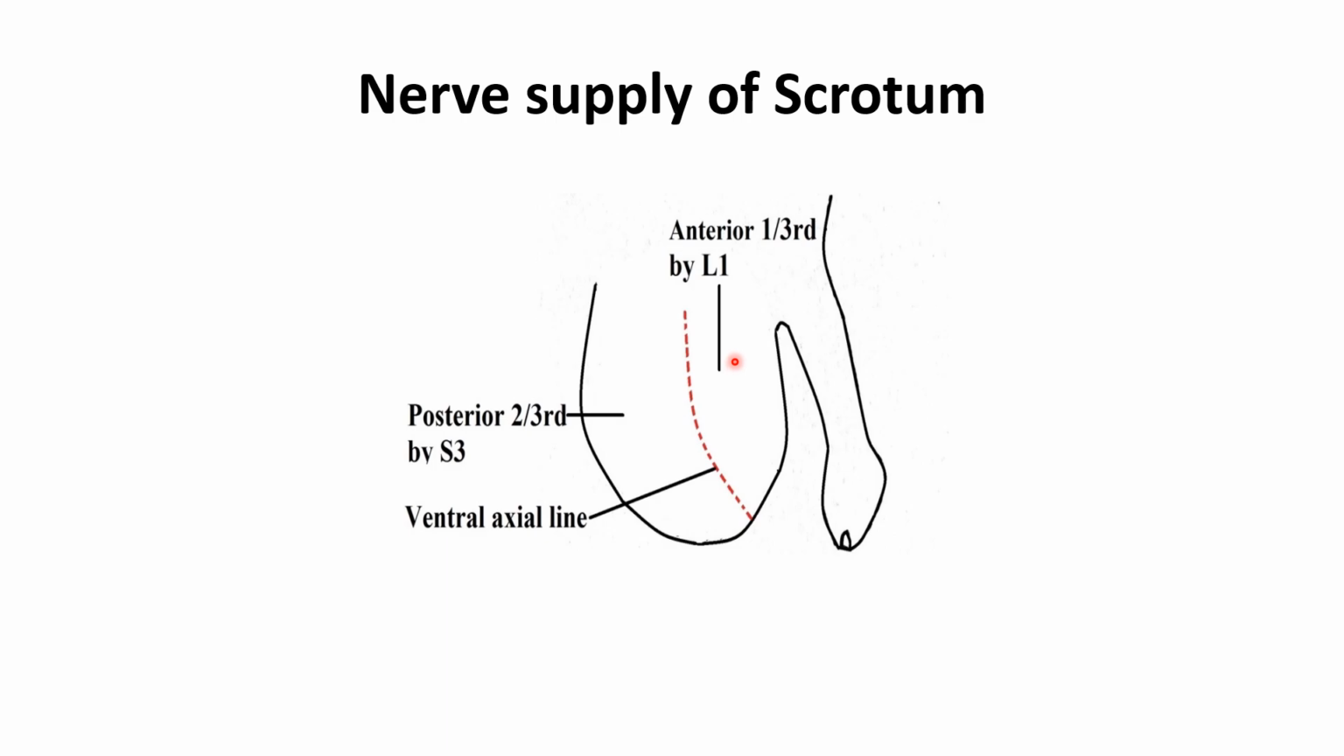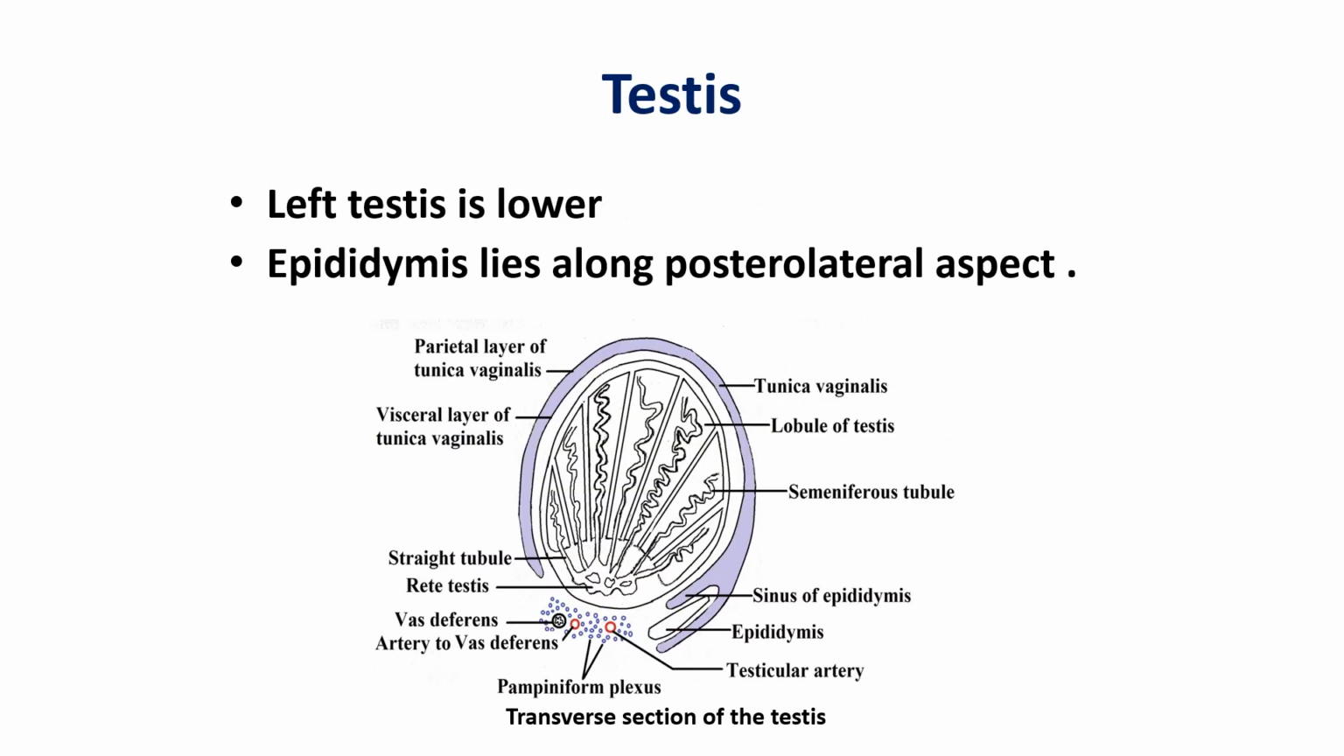In the region supplied by spinal segment L1, the nerves involved are the ilioinguinal nerve and the genital branch of the genitofemoral nerve, and by S3 the nerves are the perineal branch of the posterior cutaneous nerve of thigh and the posterior scrotal branches of the pudendal nerve. So the nerve supply of the scrotum one should also know.